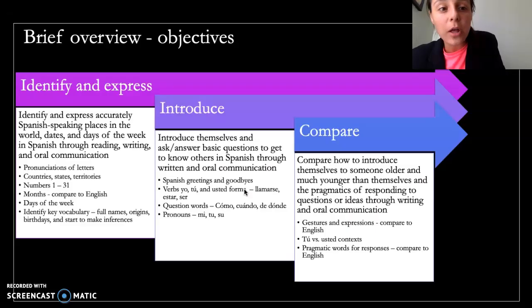So let's move along to the objectives. The objectives of this unit come down to three major umbrellas.